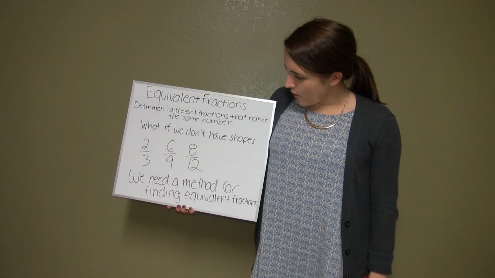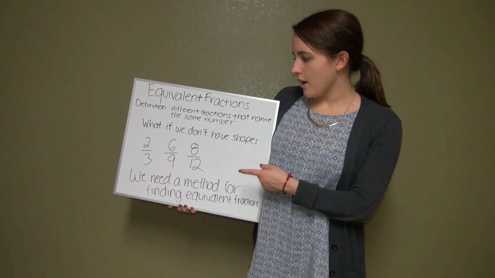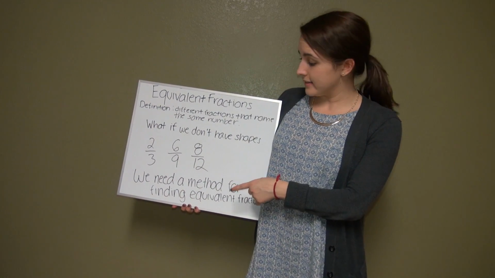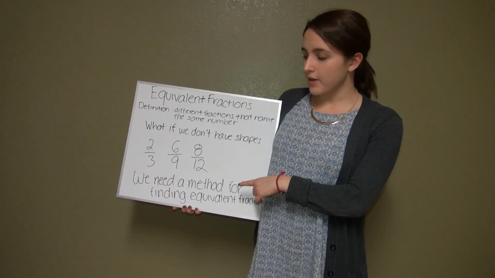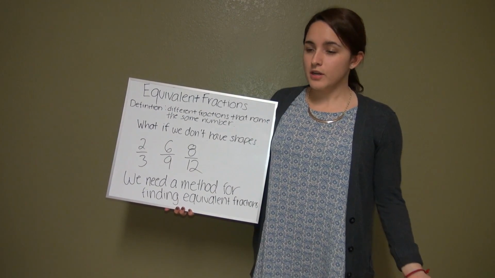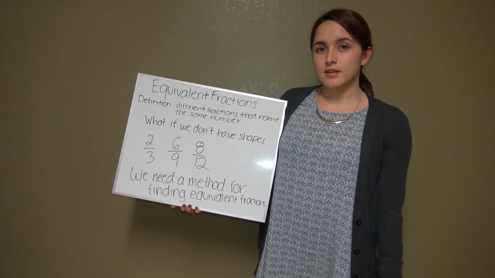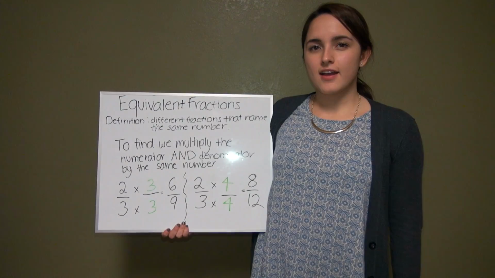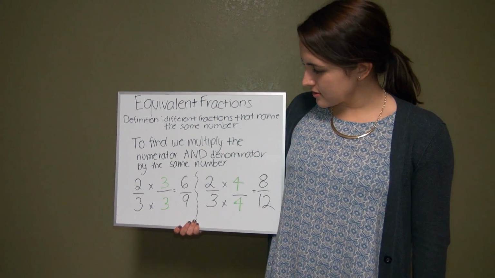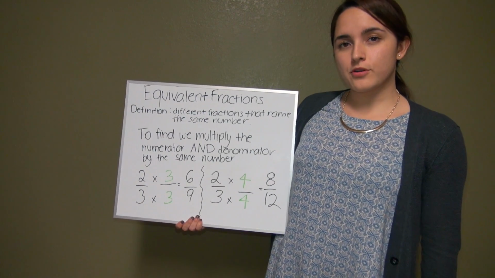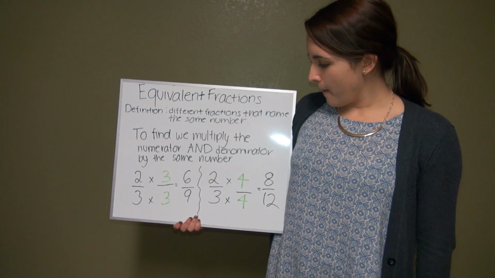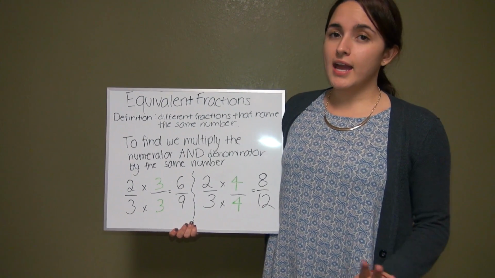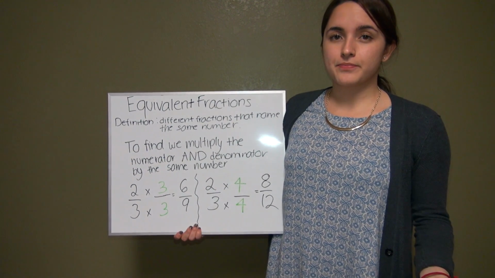What if we don't have shapes? Are 2/3, 6/9, and 8/12 equivalent fractions? How would we know? We actually need a method to find equivalent fractions. To find equivalent fractions, we multiply the numerator and the denominator by the same number. Any number, it just can't be 0.